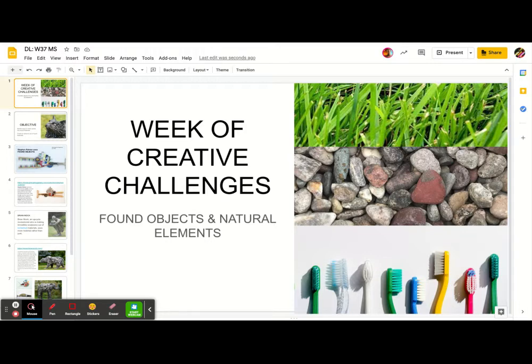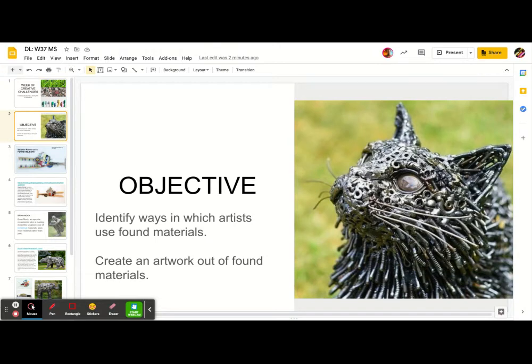So thinking about those toothbrushes that are down below, those don't necessarily come from natural elements. Some of them might have portions of natural elements in them, but they are mostly man-made. We're going to be looking at objects today and how artists use them. That's our objective: identifying ways in which artists use found materials. We also are going to create an artwork of found materials of your choice, man-made or natural.